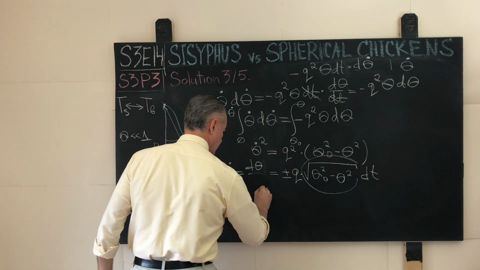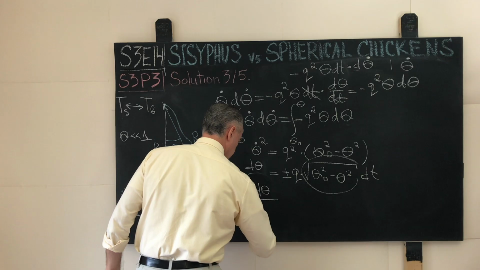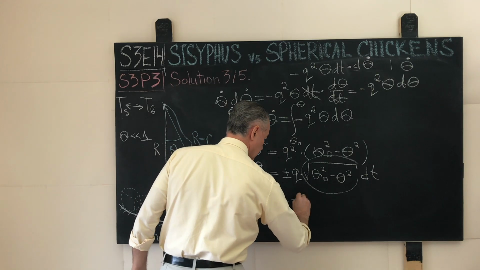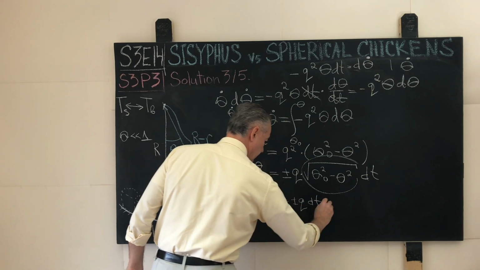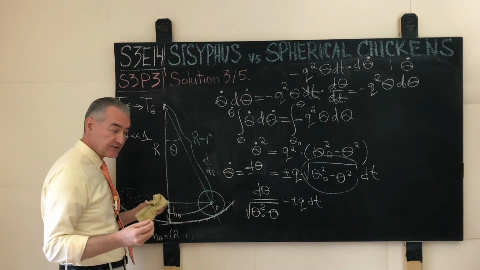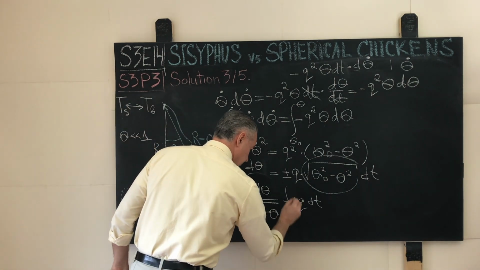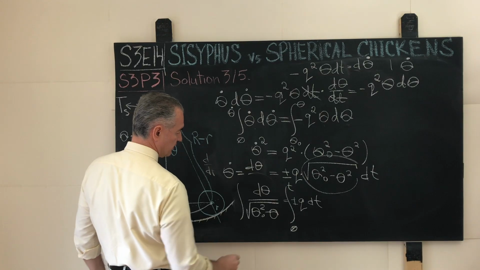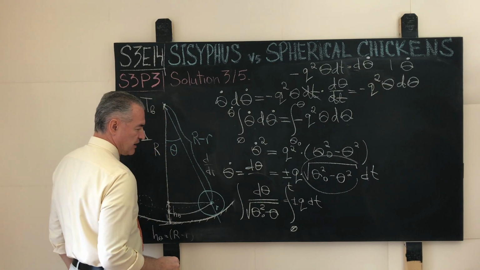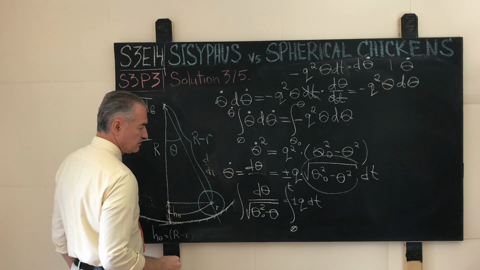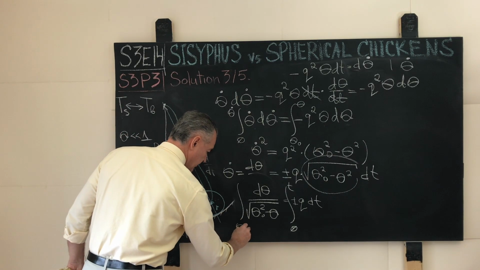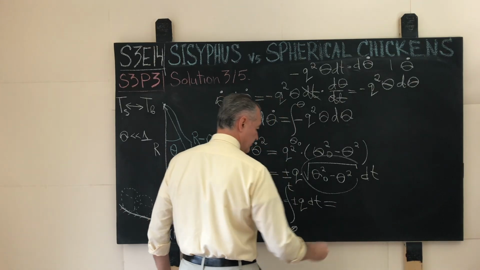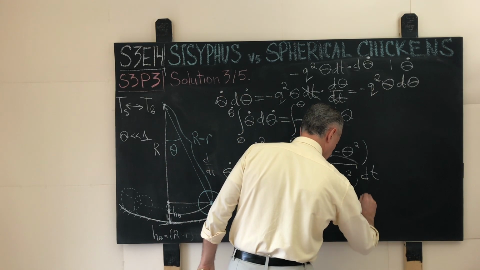Swing them to the left hand side. So we have d theta over square root of theta 0 squared minus theta squared is equal to plus minus q dt. You see variables separated. That's the final separation. Integrate from 0 to t, the current value. For d theta we integrate again from theta 0 to the current value theta. This integral comes out to be trivial, plus minus qt.